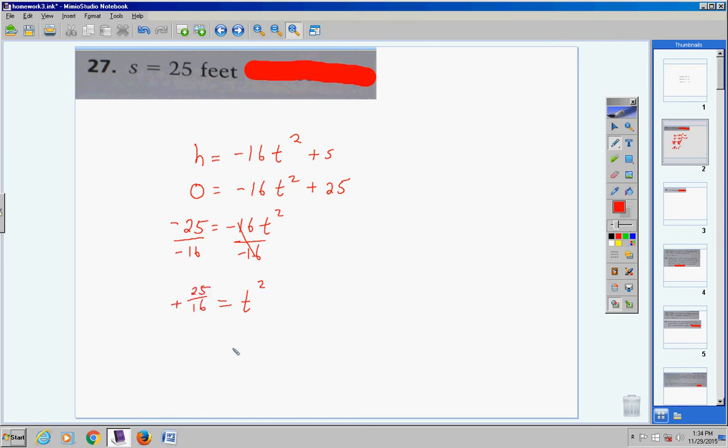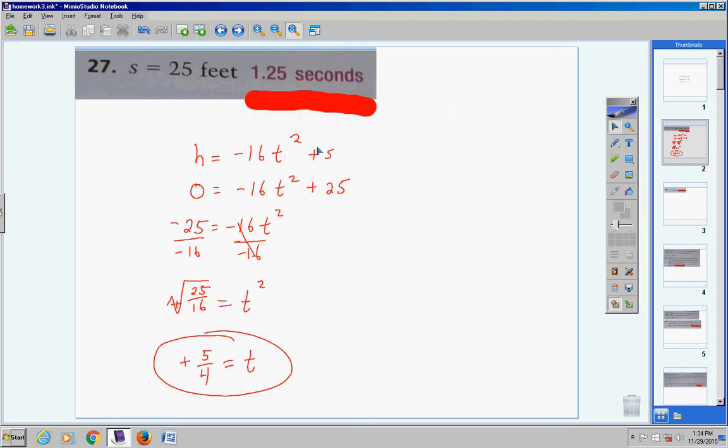Now, take the square root of both sides. The square root of t squared is t. The square root of this would be plus minus. The square root of 25 is 5. And the square root of 16 is 4. Now, always put in the plus minus. Don't forget, and then check it in the end and ask yourself, do I need the plus minus or positive negative? You do not need the negative because we're dealing with time. And time cannot be negative, okay? So there's your answer. 5/4 seconds, or 1 1/4, or 1.25. Okay?